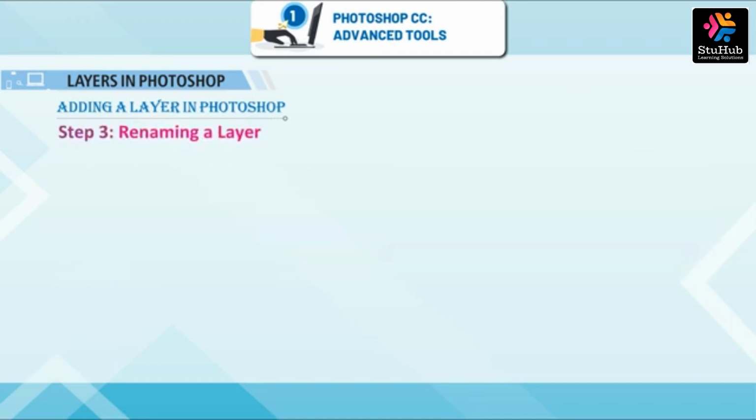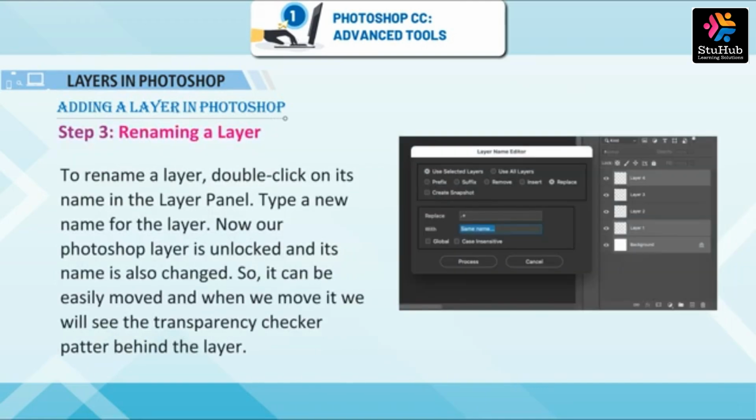Step 3. Renaming a layer. To rename a layer, double-click on its name in the layer panel. Type a new name for the layer. Now our Photoshop layer is unlocked and its name is also changed.